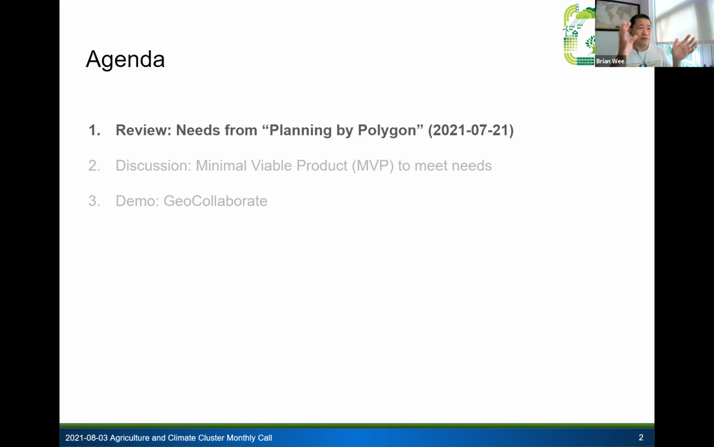You see the table if you have the link to the presentation. The table lists the needs from part 1 and a first pass as to how those needs can be met by technology or approaches. One of the technologies which we hope to see later today is GeoCollaborate, which is part 3 of the presentation. Right.